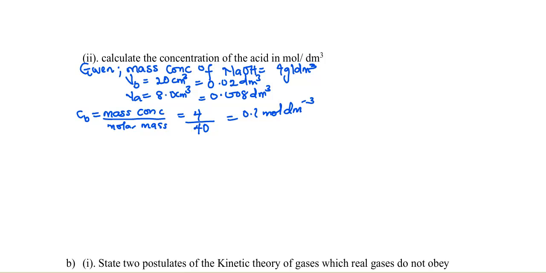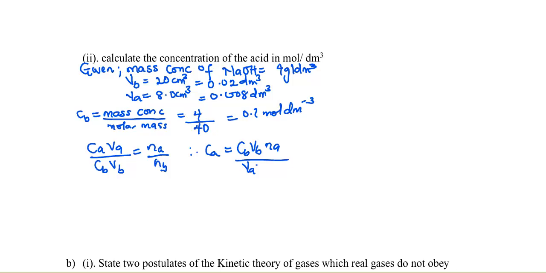So to calculate the concentration of the acid, we can use CaVa over CbVb equals Na over Nb. Making Ca the subject of the formula, we have Ca equals CbVbNa over VaNb. And that will give us Cb is 0.1 multiplied by the volume of the base, 0.02. The number of moles of the acid is 1.